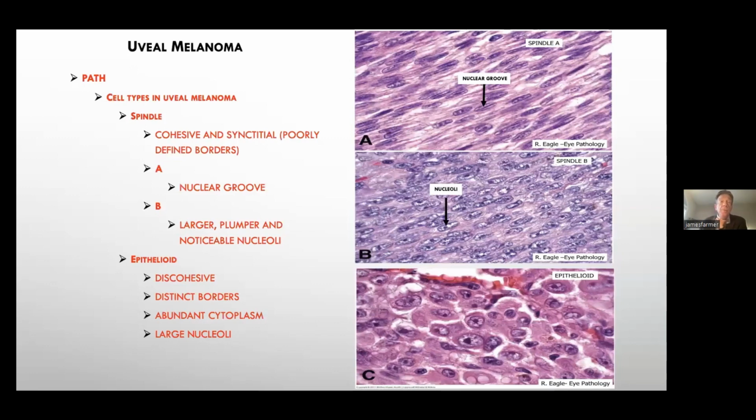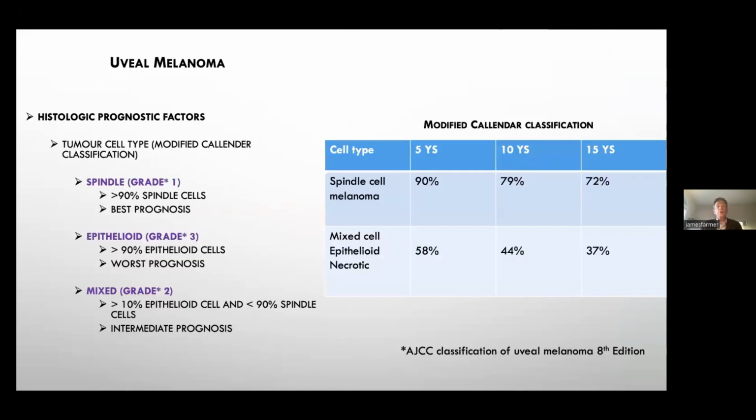The cell types in uveal melanoma, some great work done by a pathologist, Callender, many years ago. There are 2 basic types, spindle and epithelioid. The spindle are divided into spindle A and spindle B. Spindle A has this nice nuclear groove, and spindle B has a nucleolus. The epithelioid cells are discohesive. They have distinct borders, abundant cytoplasm, much larger than the spindle B. It's important that when we get these tumors to describe what kind of cell morphology there is, because the 2 most important histopathologic factors in uveal melanoma is tumor cell type and tumor size.